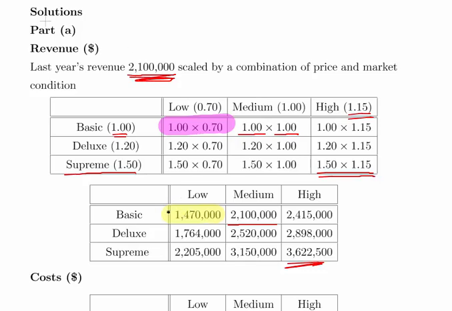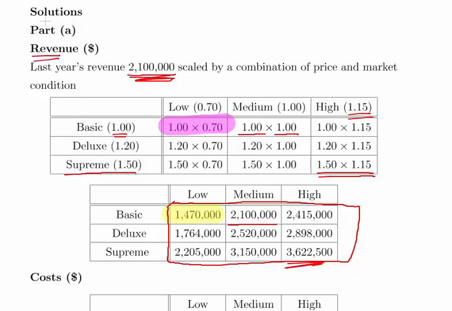It just takes a little bit of time to go through it and see what the revenue is under each of the 9 conditions, or the nine combinations, okay, of product and market conditions. Okay, now that's the revenue.